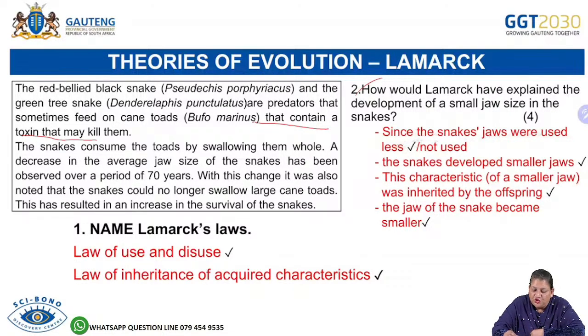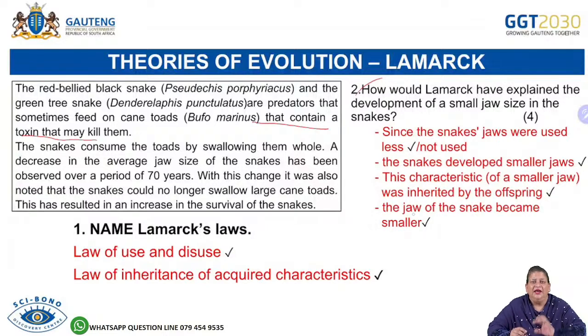Since the snake's jaws were used less or even not used at all, the snakes developed smaller jaws, and this characteristic of smaller jaws was inherited, or passed on to the offspring, and therefore all the snakes, or red-bellied snakes and green snakes of today, have small jaws. So here is the law of use and disuse, but more of the disuse. Okay? But you can't separate the use and the disuse. It's one law. Law of use and disuse.